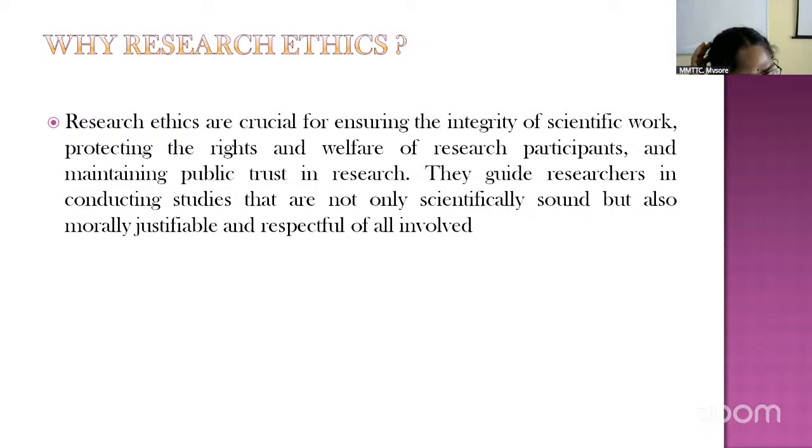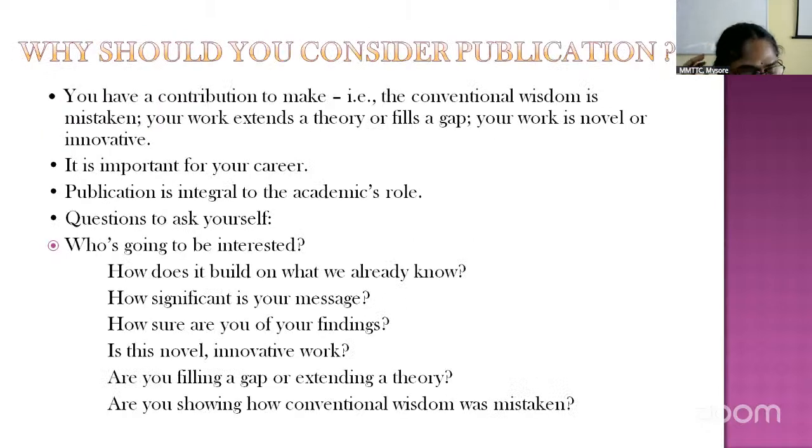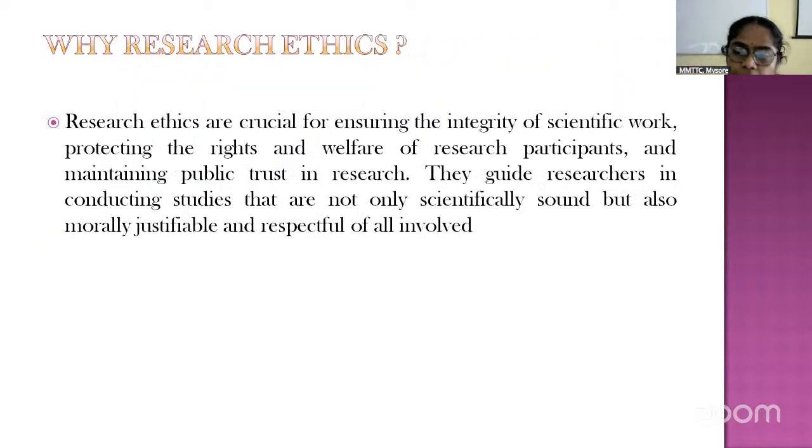If ethical principles are not followed, it can lead to invalid results, harm to participants, and damage to the researchers' and institution's reputation. If you don't follow them, your career will be damaged and the institution's reputation will be lost.